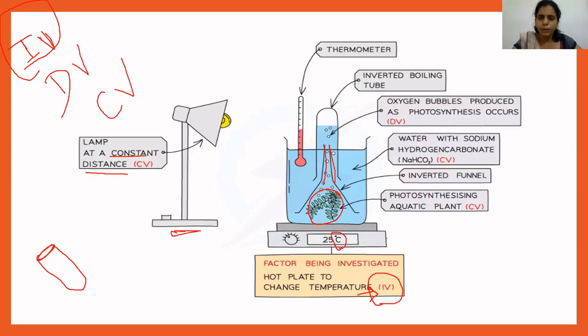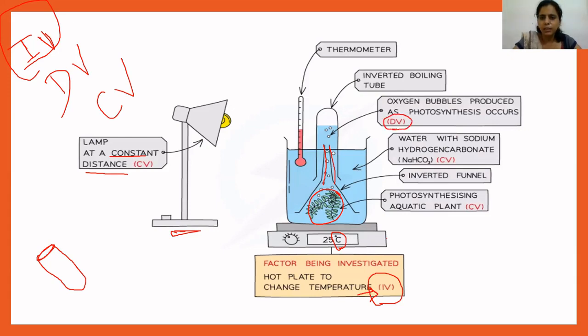When we talk about the dependent variable, due to the change in temperature here, what is getting affected in this experiment? The rate of reaction, or you can say the production of oxygen bubbles, or the rate of photosynthesis is getting affected. So the rate of photosynthesis, or the rate of oxygen production, or rate of reaction becomes your dependent variable.